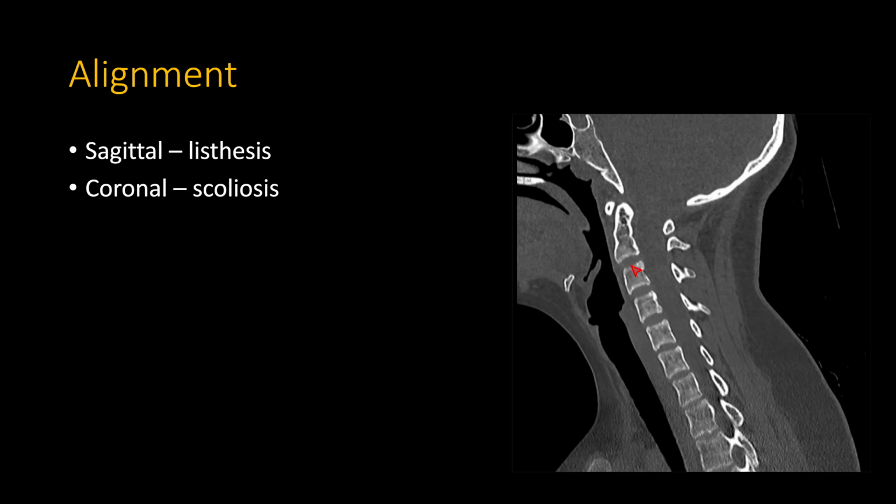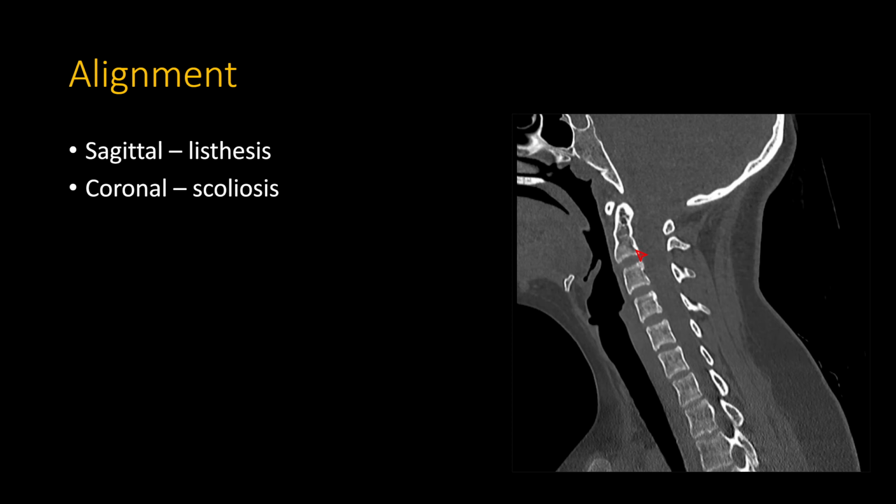What you look for in the sagittal plane for alignment is listhesis, meaning one vertebral body being either anterior or posterior compared to the vertebral body below it. The way you describe listhesis is always the vertebral body above with respect to the one below. So you will say there's anterolisthesis of C2 on C3, or retrolisthesis of C2 on C3.